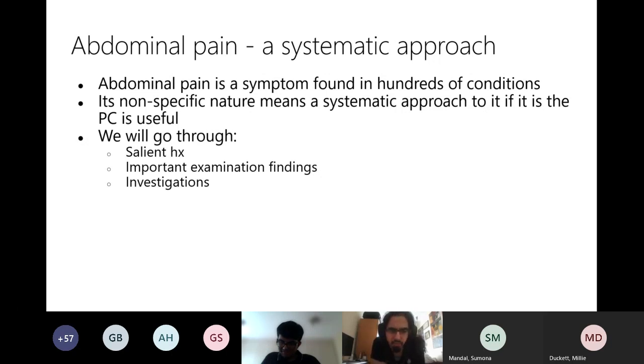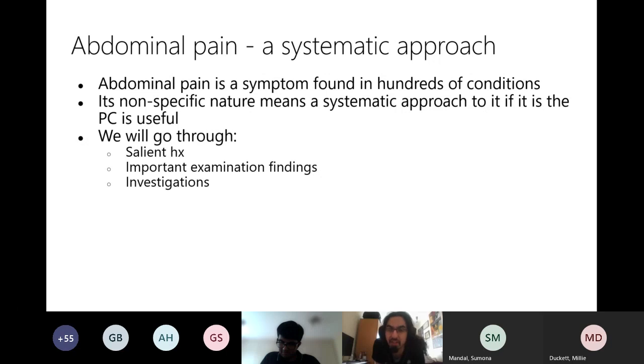So let's say you've got a patient presenting with abdominal pain. And I'm not going to specify the context, whether that's in a GP surgery, or you're in a gastro outpatients clinic, or you're in the emergency department. From the history, what sort of things do you care about? What's important in an abdominal pain history? Yeah, so it's a pain history.